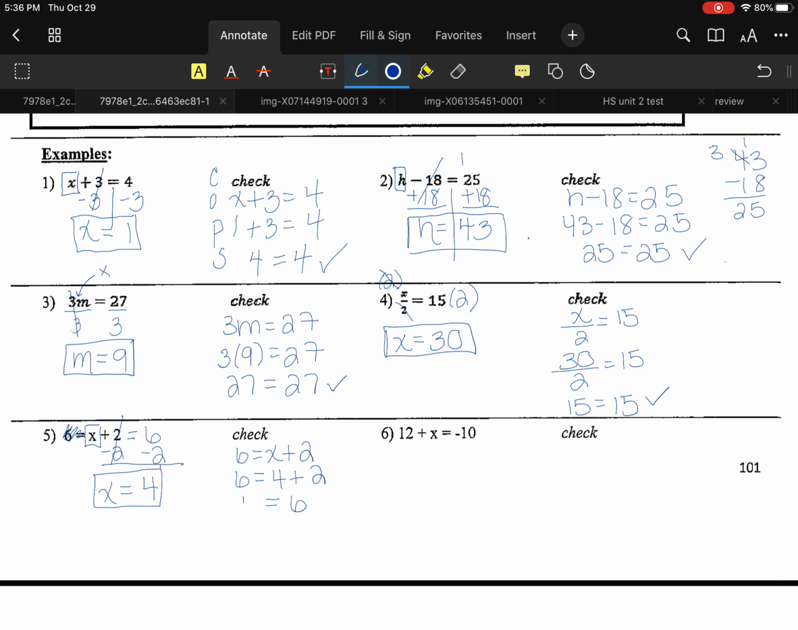4 plus 2 is in fact 6. 6 matches the 6 on the other side, so it checks. Number 6, again, your goal is to isolate that variable, so I'm going to box up that x.